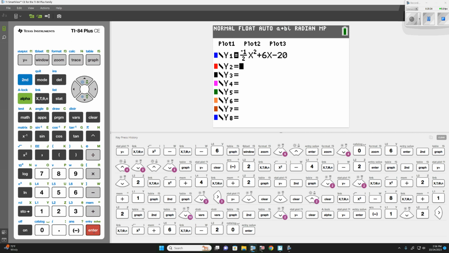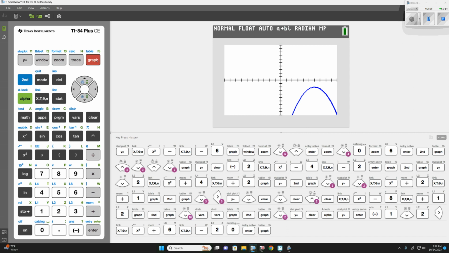Questions on this here? You got it typed in? Hit enter. So where did it cross the graph? Where did it cross the x-axis? Might need that to be negative. It did not cross anywhere, did it?